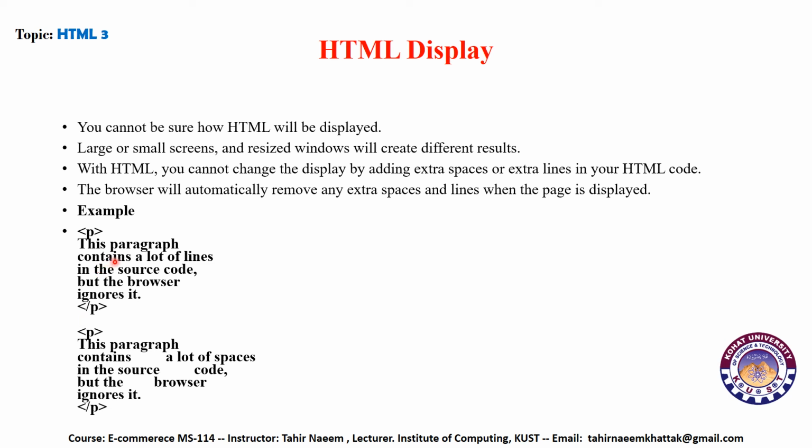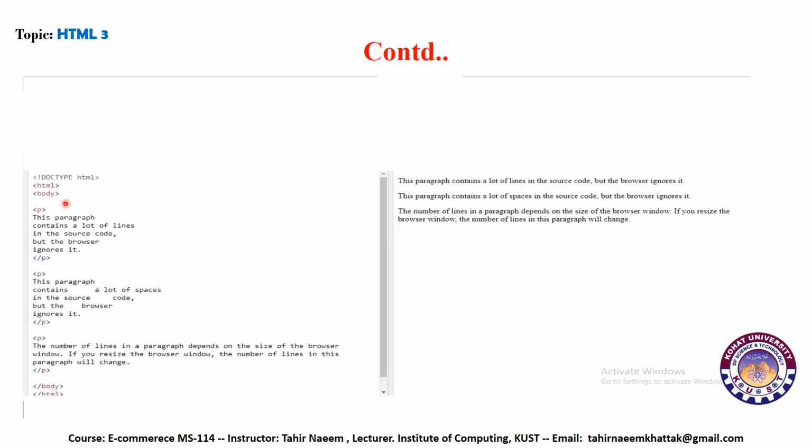But here I want to display it like that. This paragraph, it should move to a new line, and after this line it should move on to this line, and this line. Here I have a similar approach. This paragraph contains, here I have created a space so that it will show it like this in the browser, in the source code, but the browser ignores it. Here I have ended the paragraph. So here is the result.